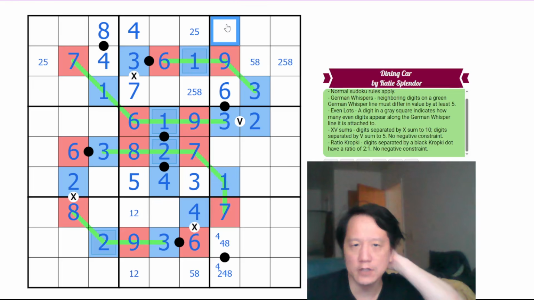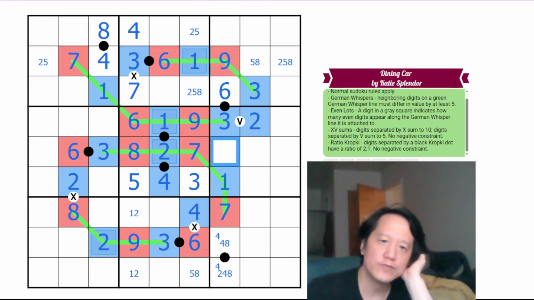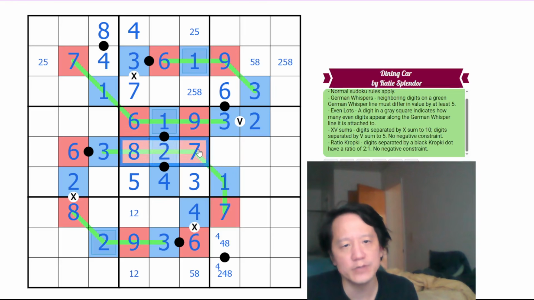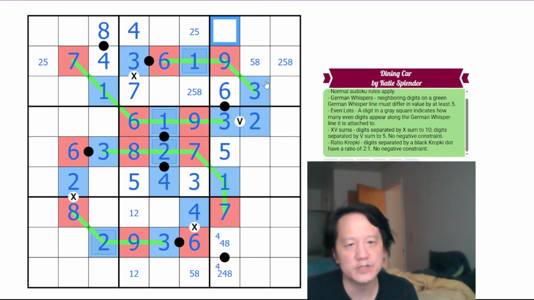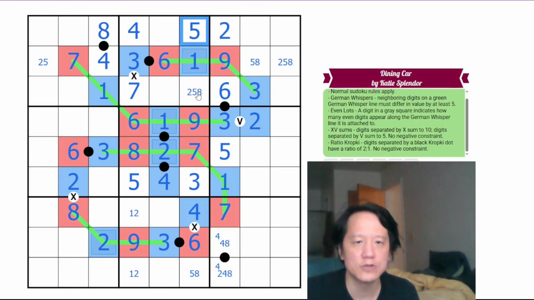Remaining digits in column 7, we have 2, 5, and 8 again. And this can't be 2 or 8 because of 2 or 8 in the row, so that leaves a 5 there. That means this must be 2 or 8 here, but this can't be 8 because of 8 in the row. So this must be 2 here. That eliminates 2 here, so that's 5, which eliminates 5 here, so it's 8. No 5 or 8 here, that's 2.